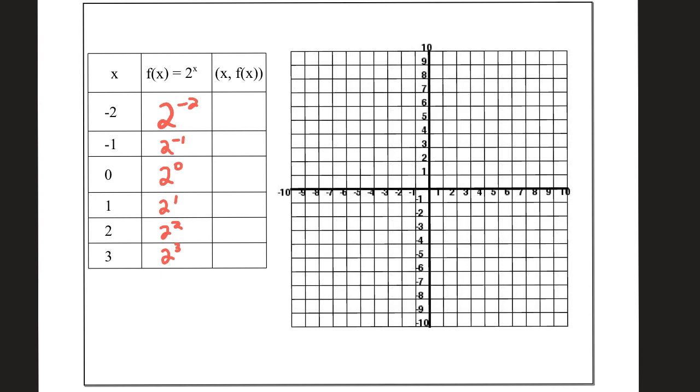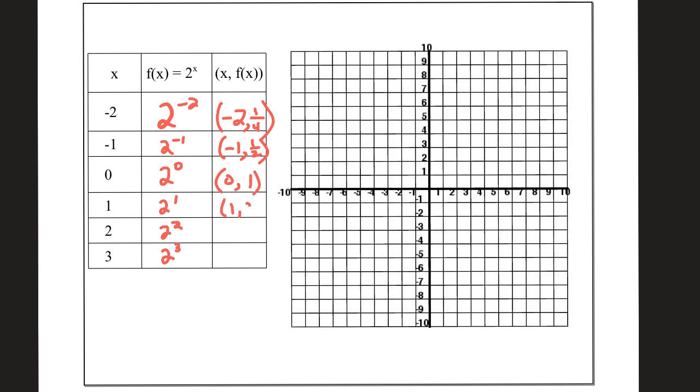Even -2 is going to be very difficult for me to plot. 2 to the -2 power is 1 over 2 squared, or 1 over 4. So this is going to be -2 and a quarter, 0.25. That's very hard to plot on a normal graph. -1 is going to be 1 over 2 to the first, or a half. A little bit easier to plot. Anything to the 0 power is 1.